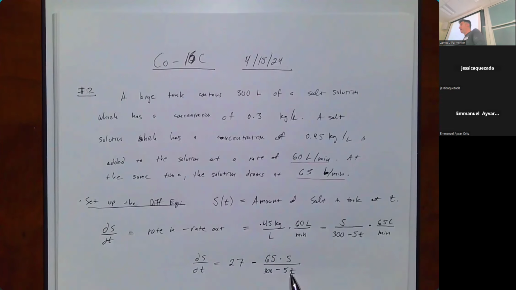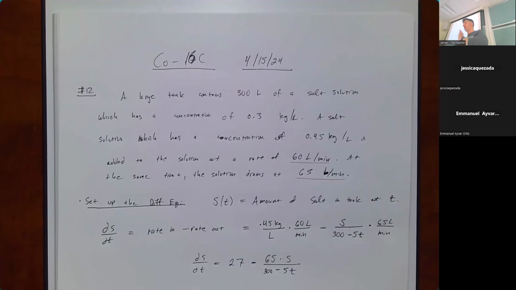So when t equals 1, we've lost 5 liters, and so the volume is now 295. When t equals 10, we've lost 50 liters, so the volume is 250. This one probably has to be done with the first order linear method.